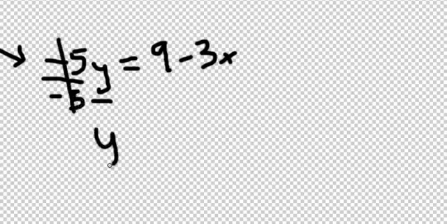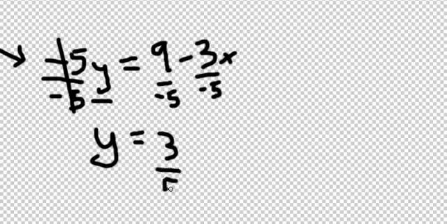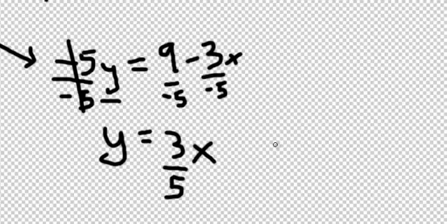Right, so y equals. I'm going to divide everything by negative 5. That gets divided by negative 5, and that gets divided by negative 5. So what do we have here? Well, we tend to write the x first, remember. What's negative over negative? That's positive 3/5 x. Positive 3/5 x.